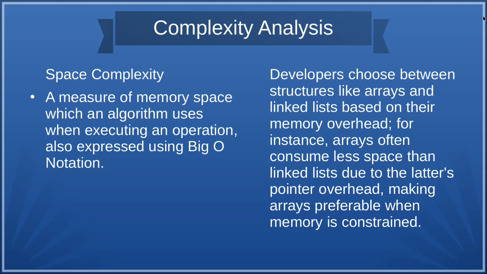Space complexity is a measure of the memory space algorithms use when executing an operation, also expressed using big O notation. Developers choose between structures like arrays and linked lists based on their overhead. For instance, arrays often consume less space than linked lists due to the latter's pointer overhead, making arrays preferable when memory is constrained.